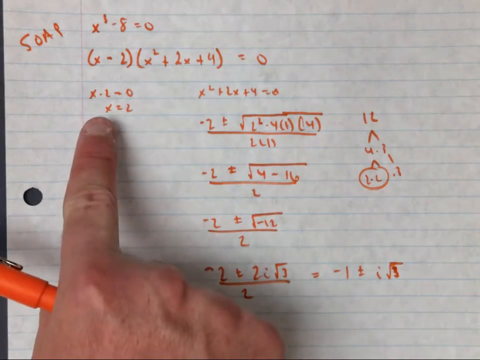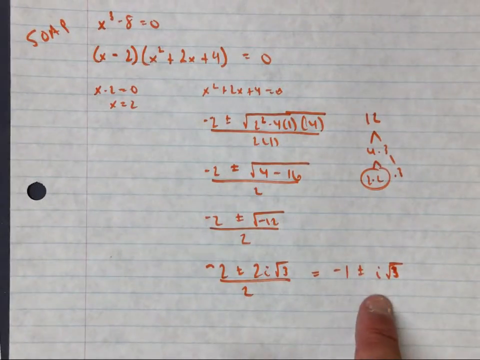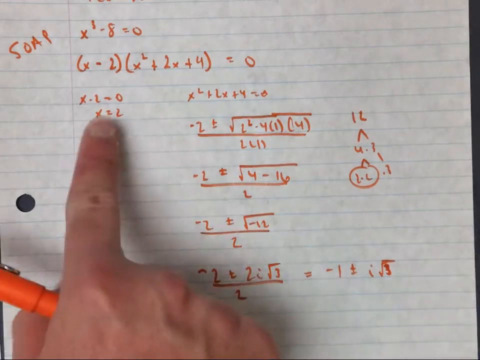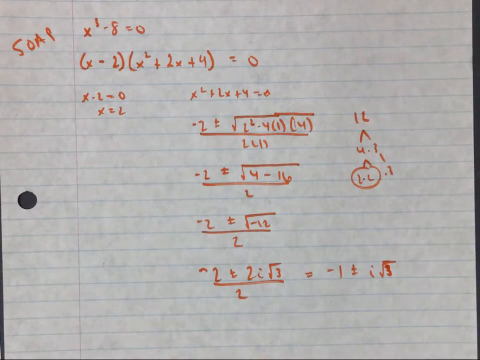So how many zeros do we have? We have 1, 2, 3, because of plus or minus. Now how many real do we have? We have 1 real and 2 complex.